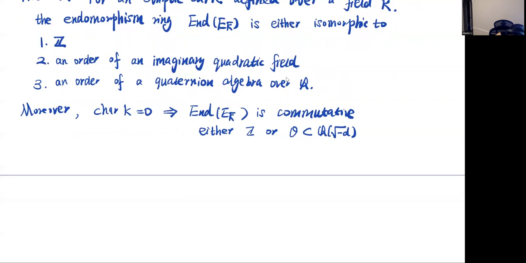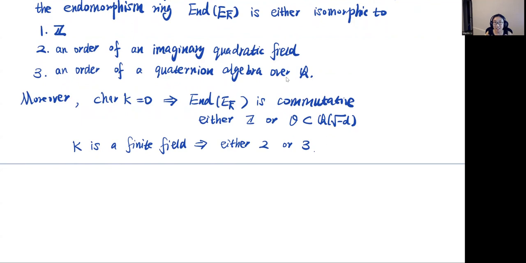And if K is a finite field, then what happens is only two or three are possible. The reason is that this Z comes from multiplication, the endomorphisms you always have as a free abelian group, multiplication by integers. But if you are a finite field, you will always have the Frobenius morphism, which is purely inseparable. And you can show that the Frobenius is not in Z. Its norm is just not in Z. So the endomorphism ring for a curve defined over a finite field will always be strictly bigger than Z.